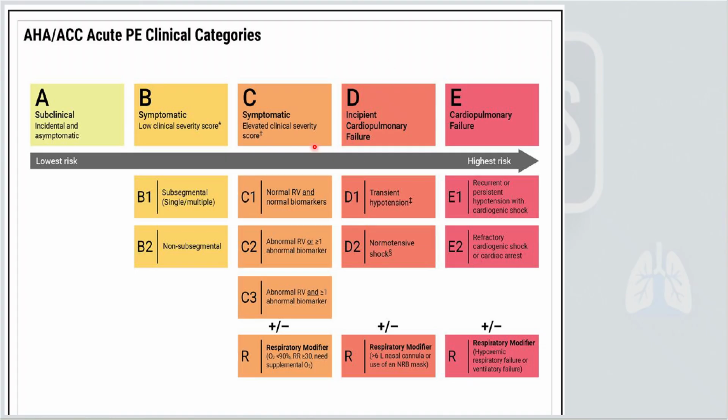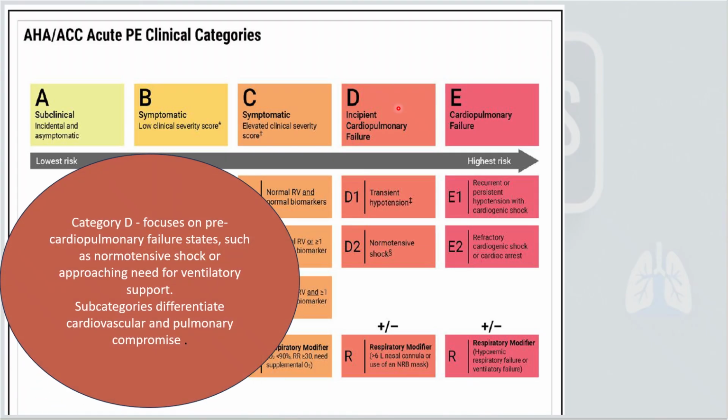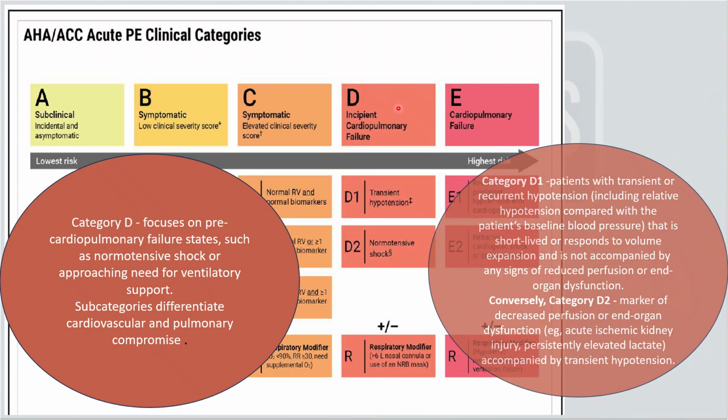So coming to category D, which says incipient cardiopulmonary failure. Basically it focuses on pre-cardiopulmonary failure states like a normotensive shock or where the patient might need ventilatory support in future. So it is further categorized as D1 and D2.